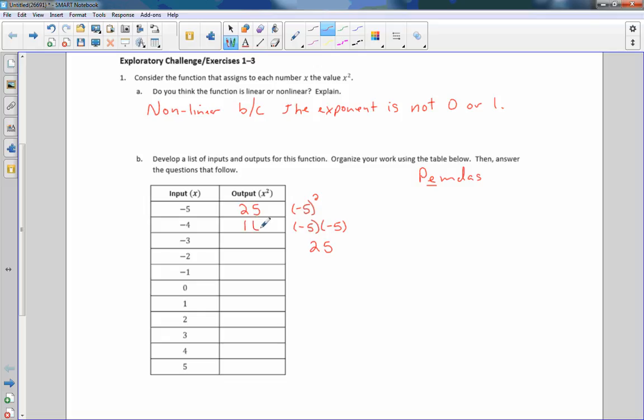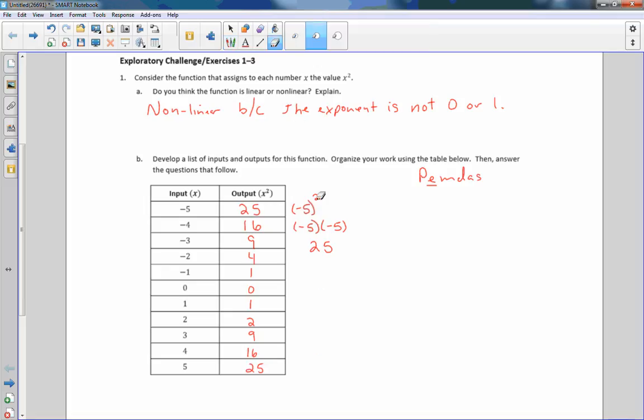A negative times a negative is positive. 4 times 4 is 16. 3 times 3 is 9. 2 times 2 is 4. 1 times 1 is 1. 0 times 0 is 0. 1 times 1 is 1. 2 times 2 is 4. 3 times 3 is 9. 4 times 4 is 16. And 5 times 5, or 5 squared, is 25.